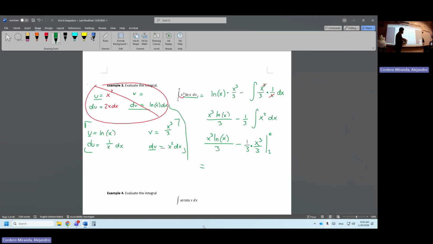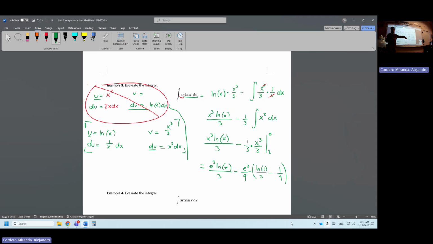Okay, so then this is equal to e cubed times natural log of e over 3 minus, let me combine these thirds, make it e cubed over 9. That's me plugging in the e, and then minus, here's me plugging in the 1, but I'm running out of room, so let me do it strategically. 1 cubed times natural log of 1, we just write that as natural log of 1 over 3 minus 1/9. Remember, I'm subtracting that whole thing, so put the parentheses.